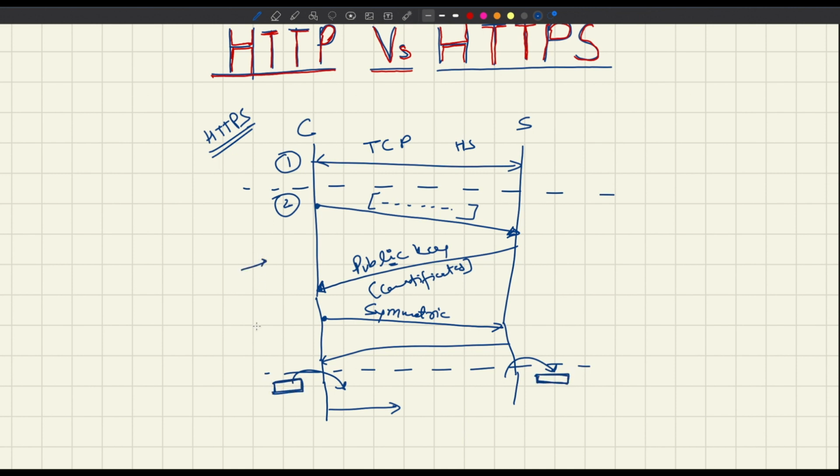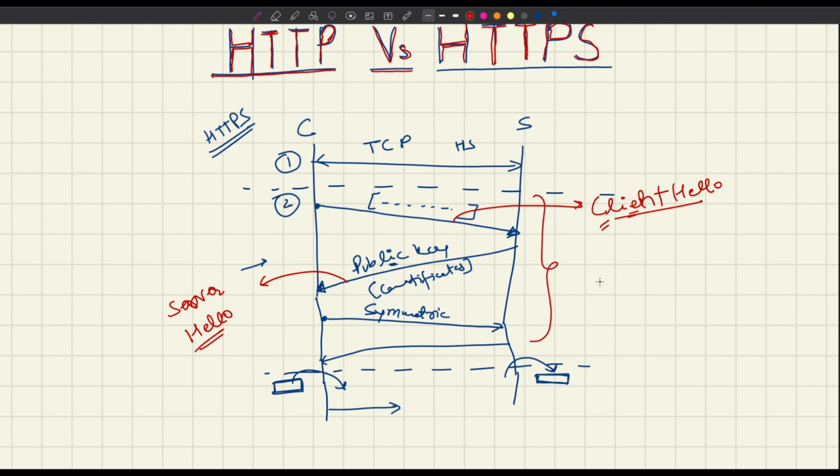One thing to note here is that this first message that the client sends is also called client hello. So when you read more about the TLS handshake, you will see that the first message that comes from the client during the TLS handshake is called client hello, and the response to the client hello is called server hello. And this entire second step is the TLS handshake. From the third step onwards, the GET requests are sent, but they will be encrypted using the symmetric key that was exchanged during the TLS handshake.